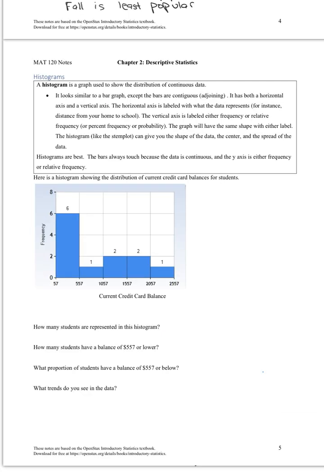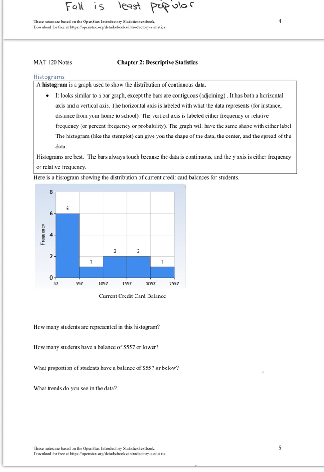Moving on to the next page, let's discuss histograms. A histogram is used to show the distribution of continuous data. It's very similar to a bar graph, but unlike a bar graph, notice that in a histogram, the bars touch each other. In a bar graph, the bars do not touch each other. The reason the bars touch each other in a histogram is because the data is continuous.